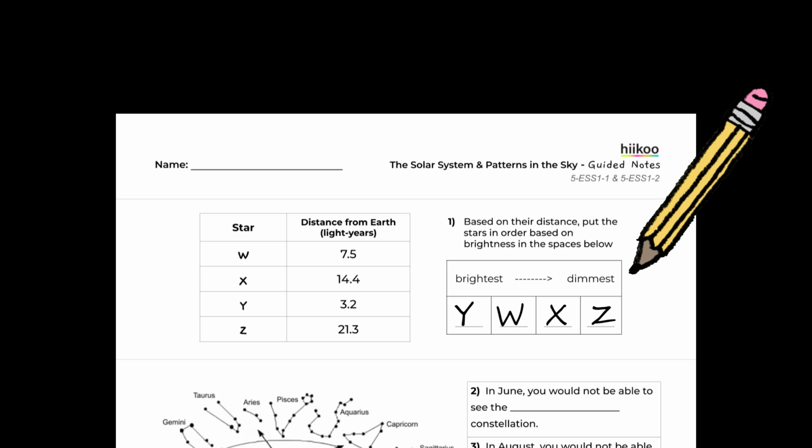Y is the closest star, so it is the brightest. The next closest is star W. Then there is X and Z.